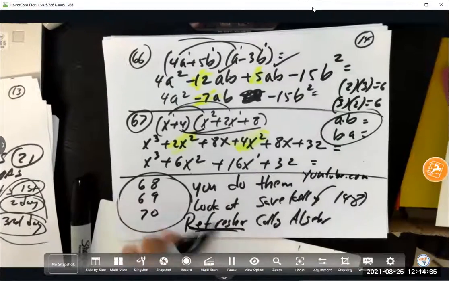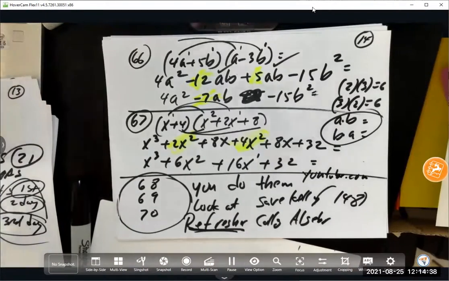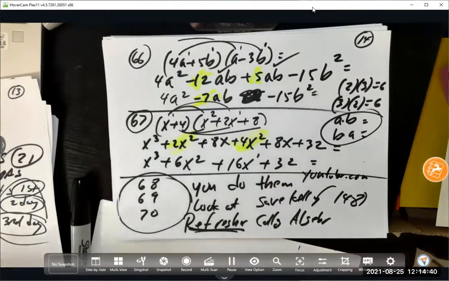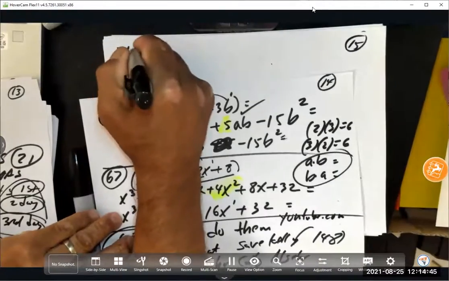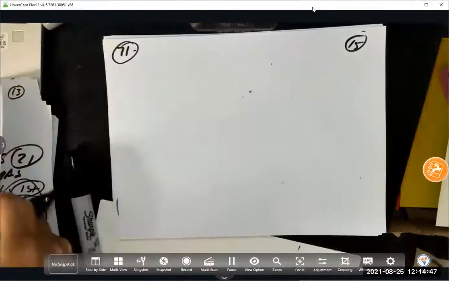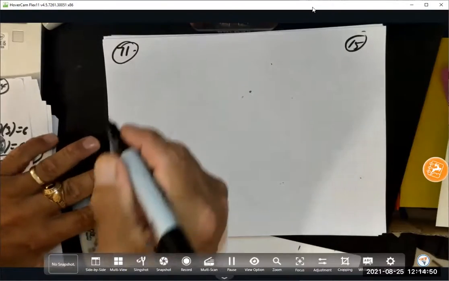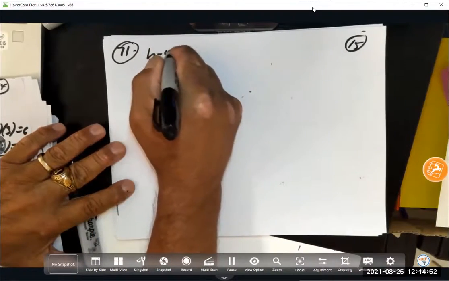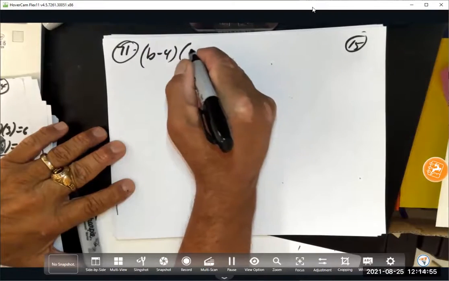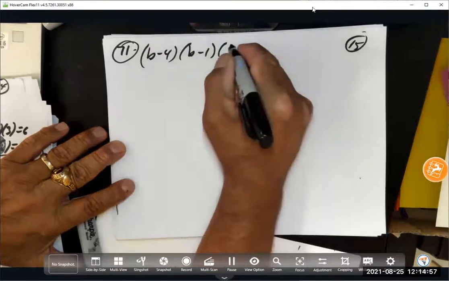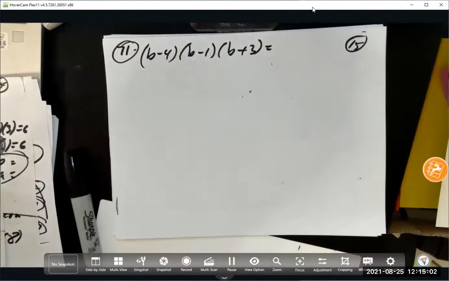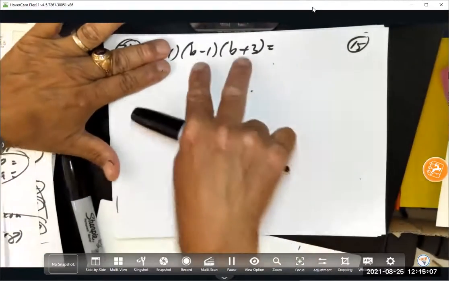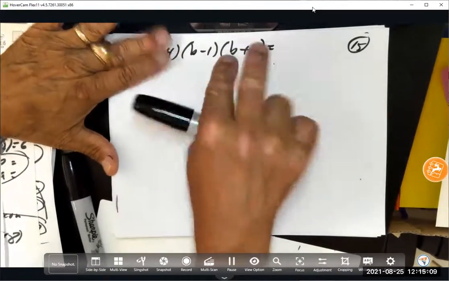All right, let me go. I gotta go to number 71 because that one's different. But we did it already, kind of. I want to try to finish most of these. So 71 is this one. B minus 4 and B minus 1 and B plus 3. Remember earlier we did one B plus 2, B plus 2, B plus 2. So it's kind of like that. Ready? So can I do the last two first? Is that okay?